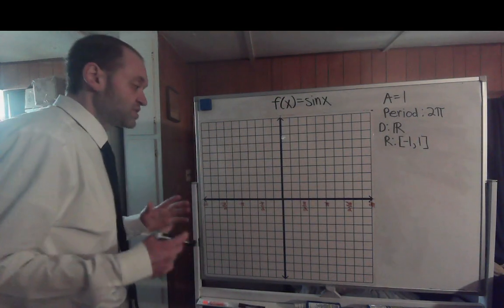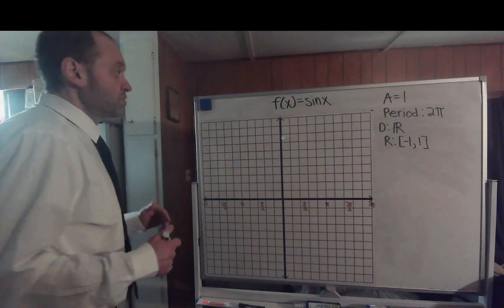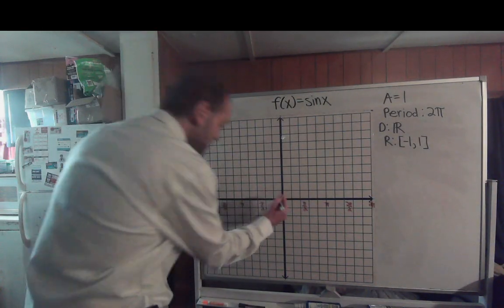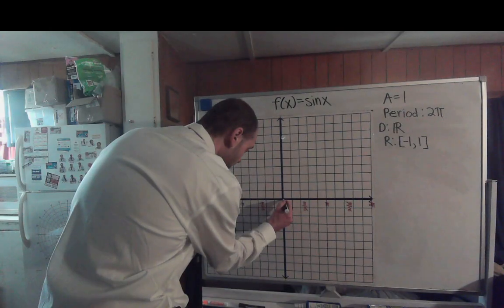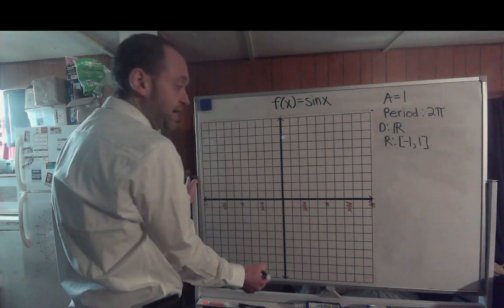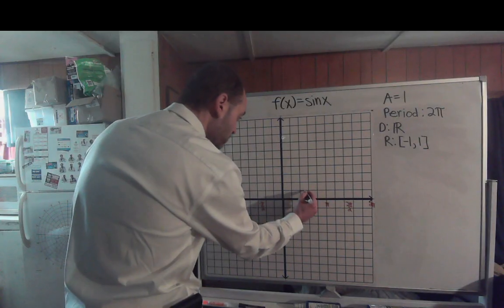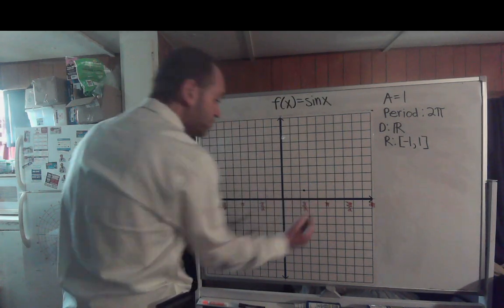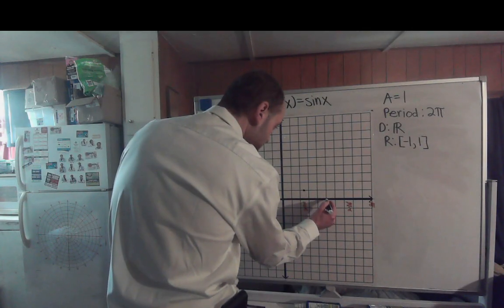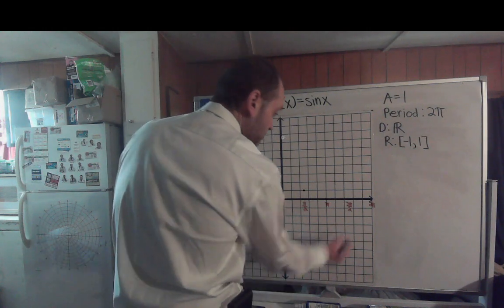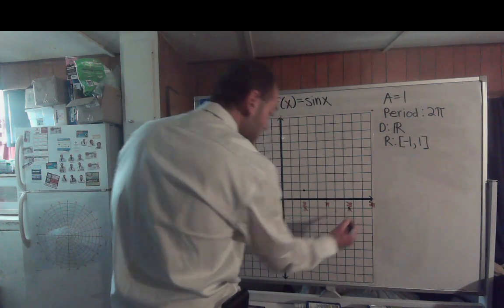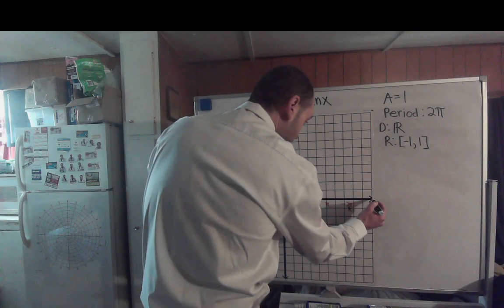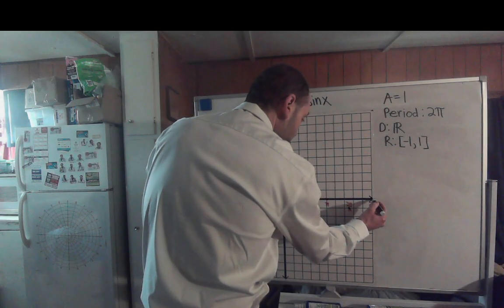So let's graph this in real time. The sine of 0 we know to be 0. What about the sine of pi over 2? That's just simply 1. Now what about the sine of pi? That's back to 0. What's the sine of 3 pi over 2? Well, that's going to be negative 1. Then the sine of 2 pi is 0.